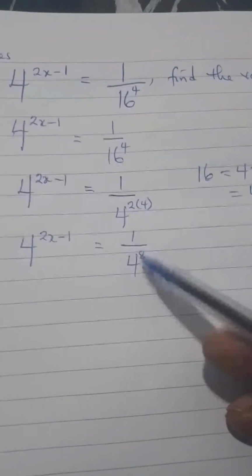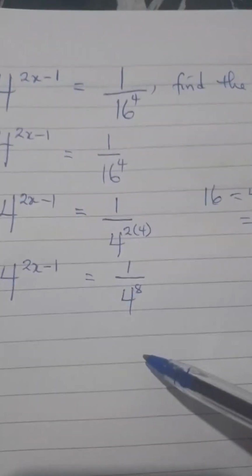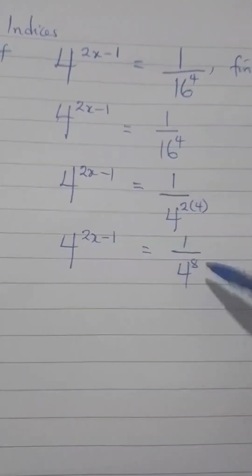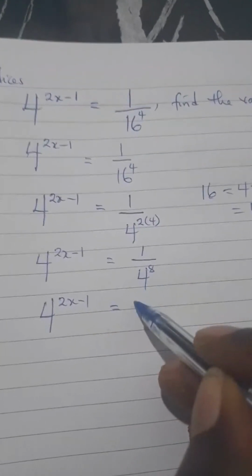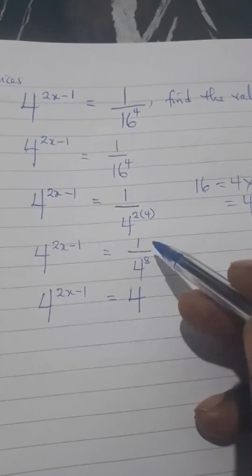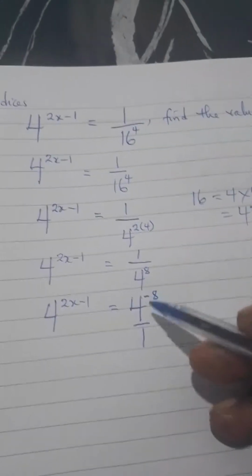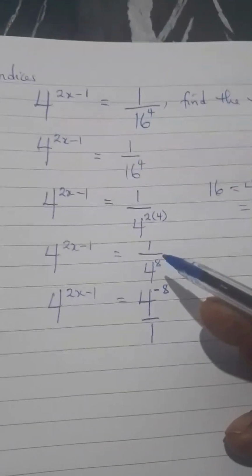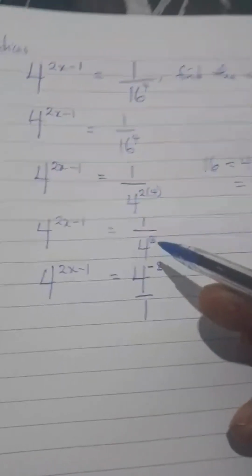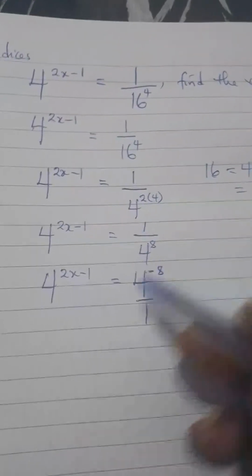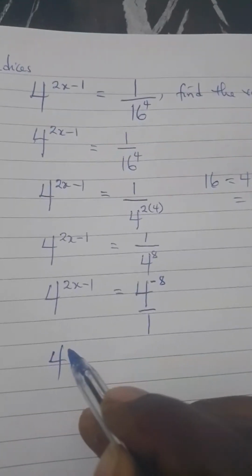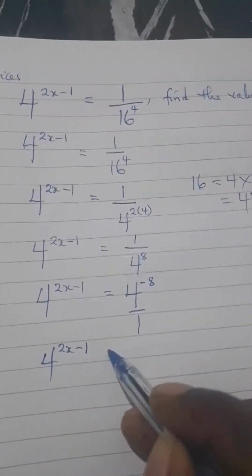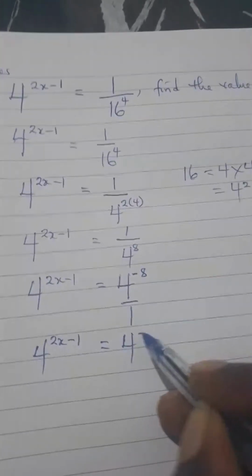Right, so with this you have to use the reciprocal to interchange the numerator and the denominator. So you rewrite this 2x minus 1. By here we have 4 exponent. If you interchange the numerator and the denominator, the 1 comes down, 4 exponent 8 goes up. But because we have interchanged it, the positive becomes what? Negative, right? So with this, you have 4 exponent 2x minus 1 equal to 4 exponent negative 8.